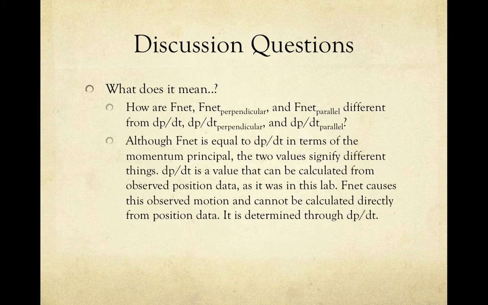Now let's enter the discussion questions. For the what does it mean question: how are Fnet, Fnet perpendicular, and Fnet parallel different from dp/dt, dp/dt perpendicular, and dp/dt parallel? The answer is that although Fnet is equal to dp/dt in terms of the momentum principle, the two values signify different things. dp/dt is a value that can be calculated from the observed position data, as it was in this lab. Fnet causes this observed motion, but cannot be calculated directly from the position data. It is determined through dp/dt.